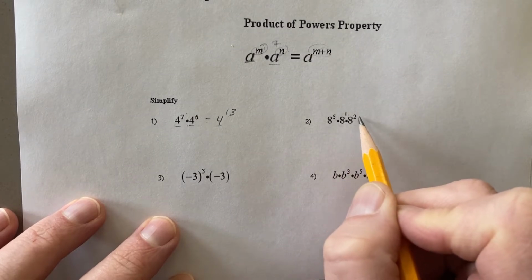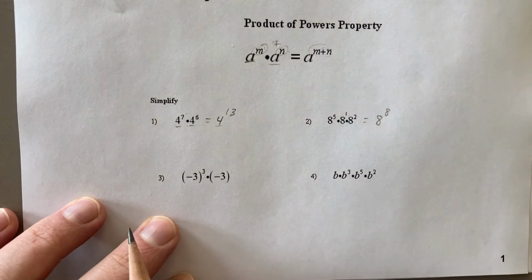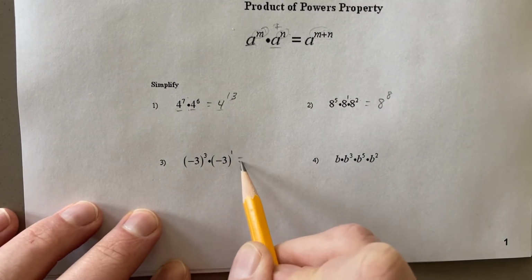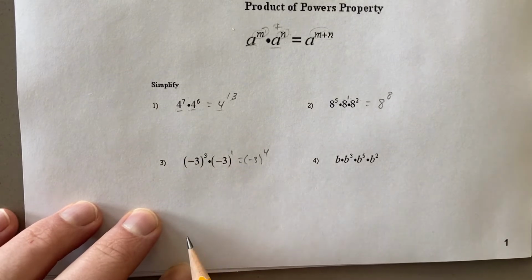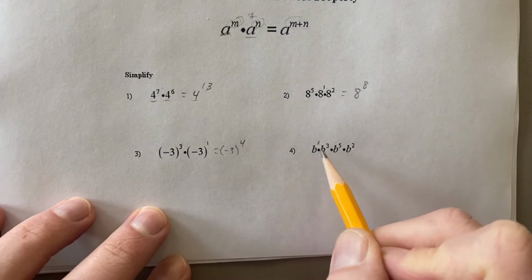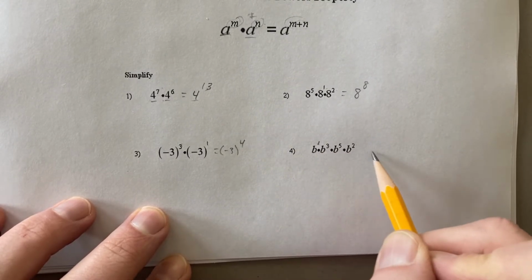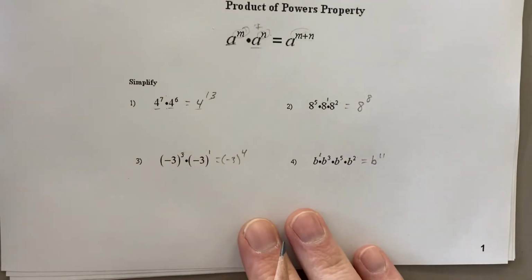This is 5 8's times 1 8 times 2 8. 5 plus 1 plus 2 altogether is 8. So we get 8 to the 8th. Here there's 3 negative 3's. There's 1 negative 3. We add 3 plus 1. This is going to be negative 3 to the 4th power. Here I have b to the 1st, 3rd, 5th, 2nd. 1 plus 3 plus 5 plus 2 will be 11. So that's b to the 11th.